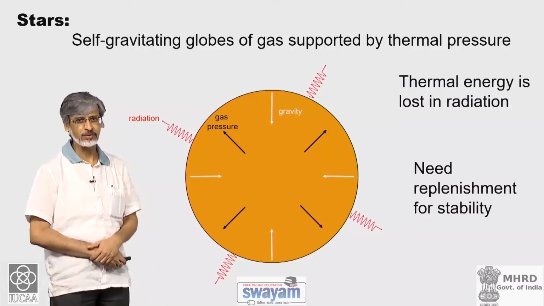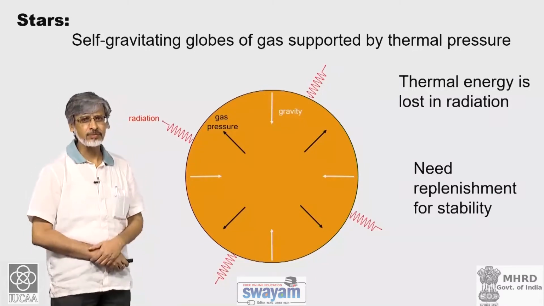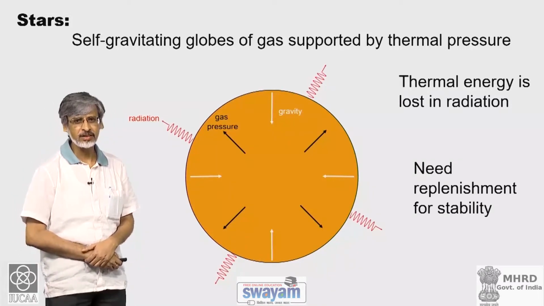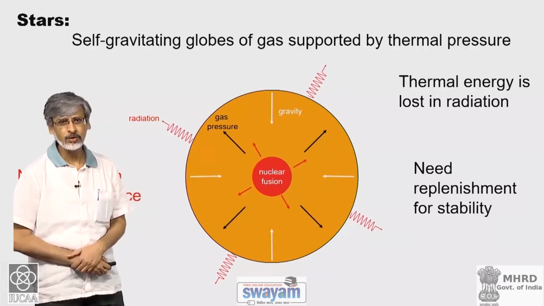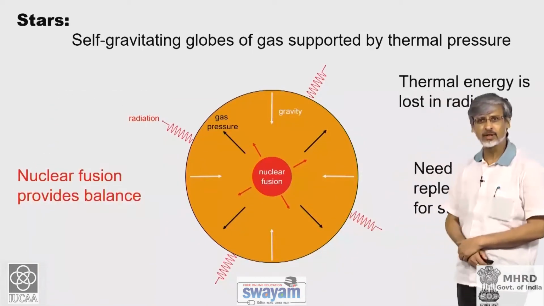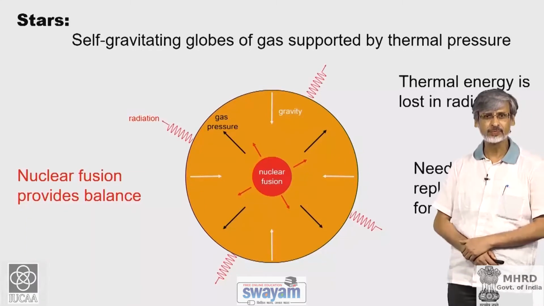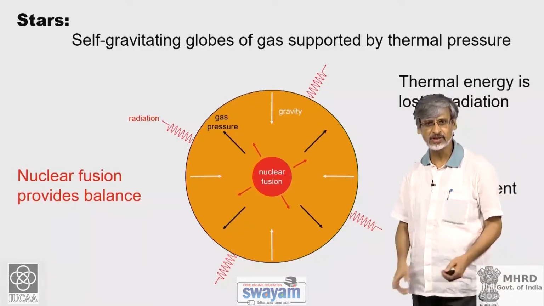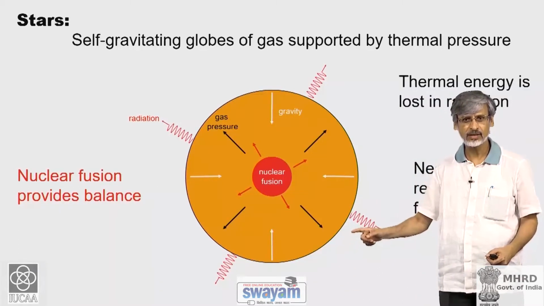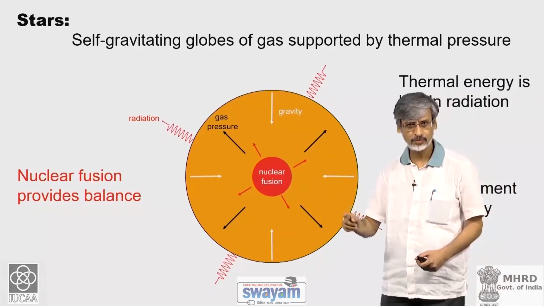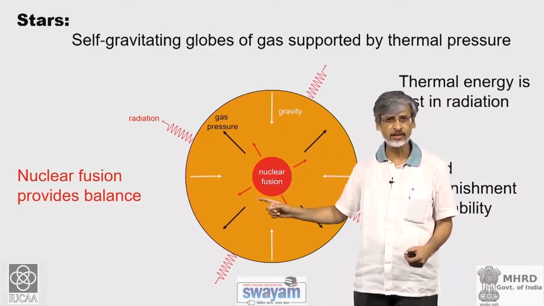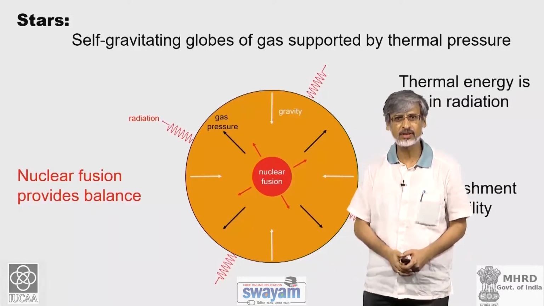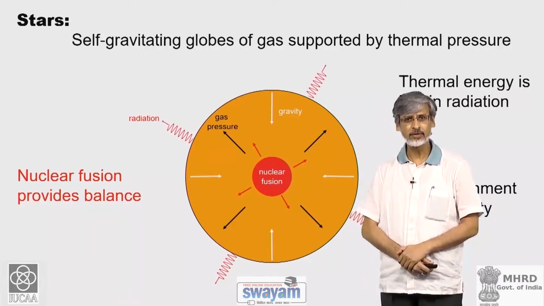Our closest star is the sun, for example. The star replenishes the loss of energy from its surface by generating energy in the interior in the form of nuclear fusion. So, it is the nuclear fusion that provides the balance between the radiation being lost from the surface, which is what you see here, and the energy being generated in the interior, which is in the central part of the star, which is carrying out the nuclear fusion.